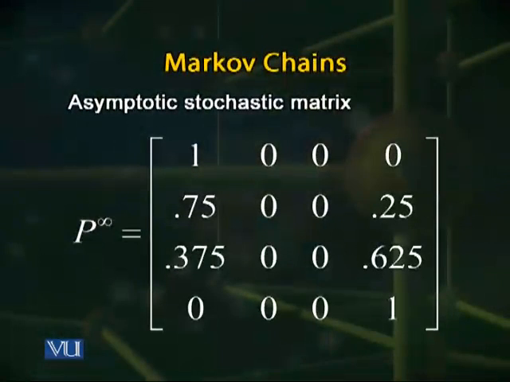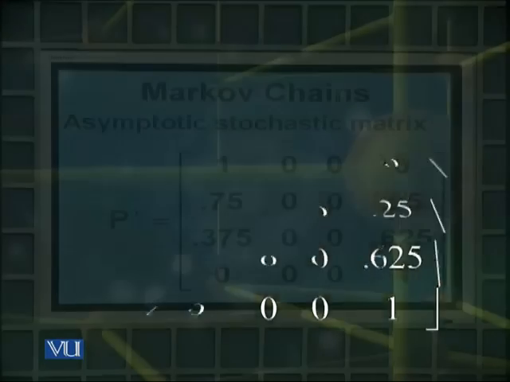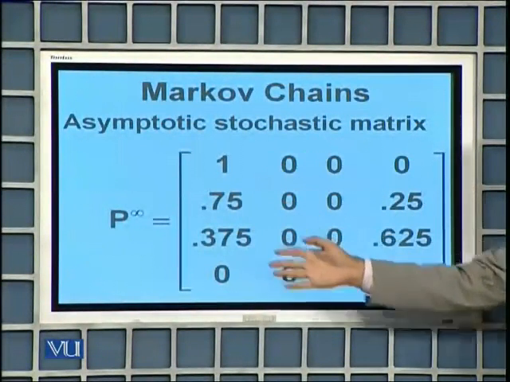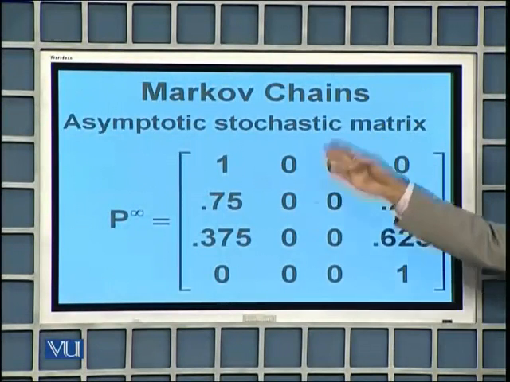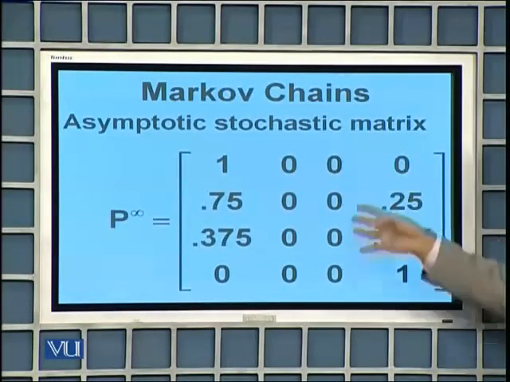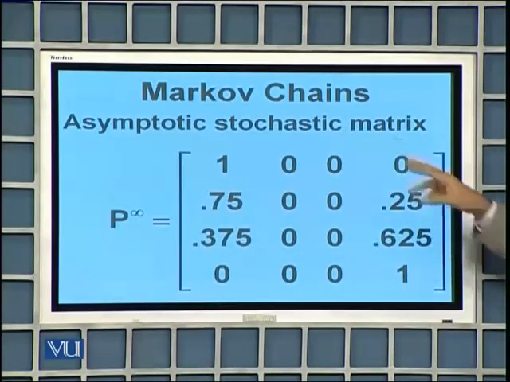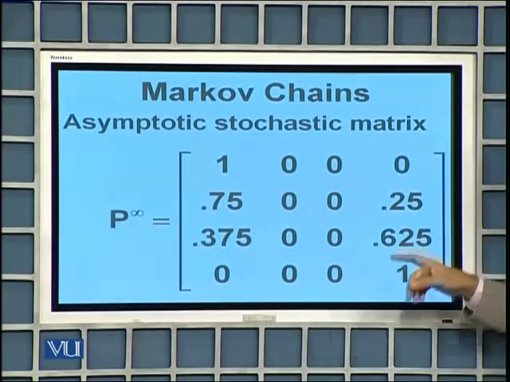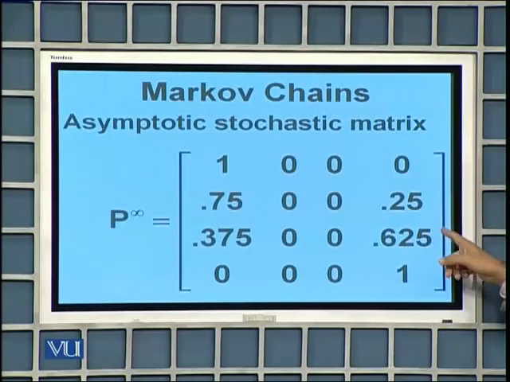Let's look at the long-term n-step transition probability matrix for this Markov chain. If you take higher and higher powers of the one-step transition probability matrix, you are going to get this matrix. This matrix has two central columns, all with zero entries, and two end columns with entries which are 1, 0.75, 0.375, 0.25, 0.625, and 1.